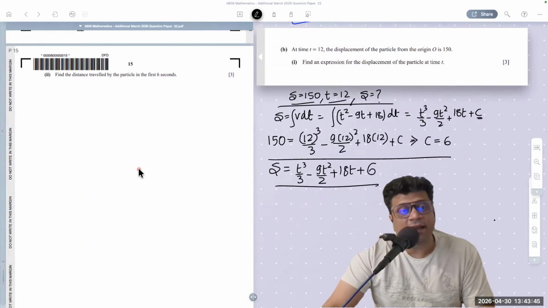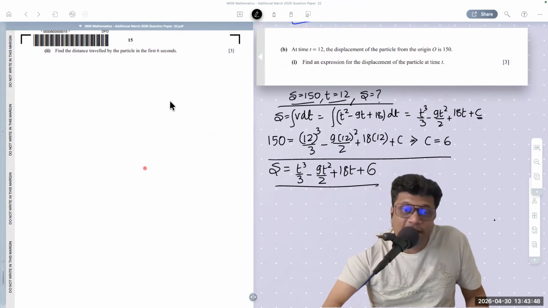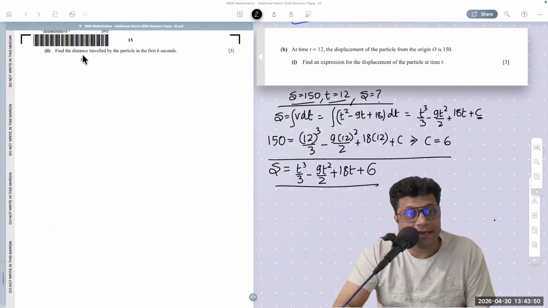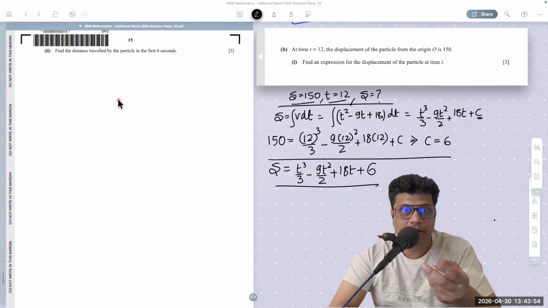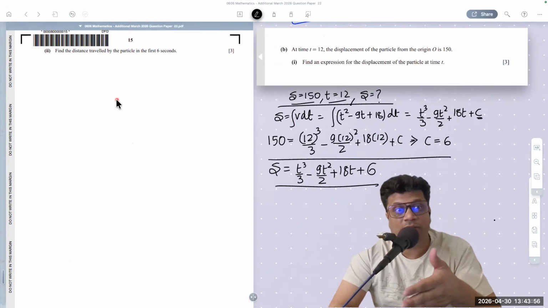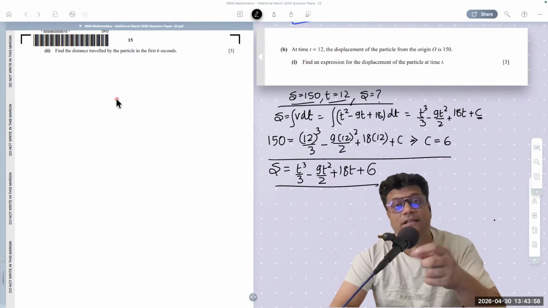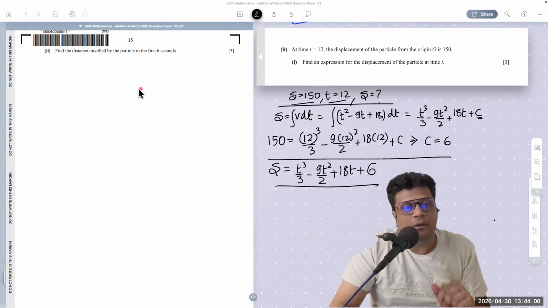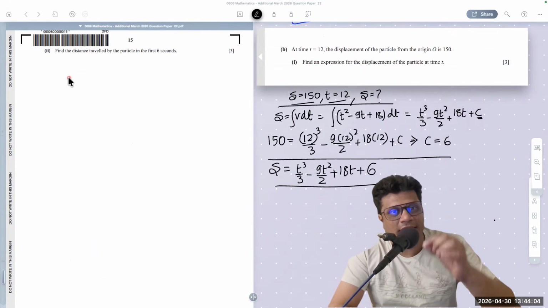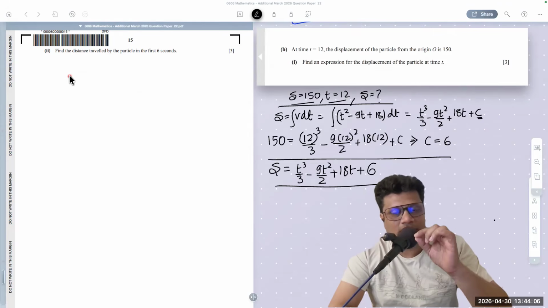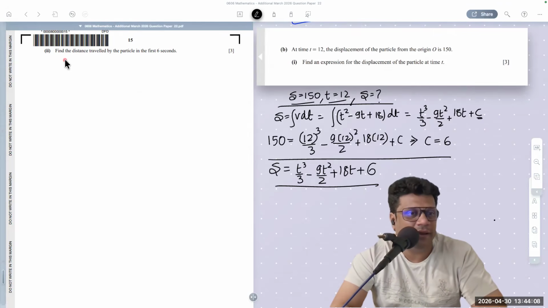Okay, find the distance traveled by the particle. Well, this is where it gets tricky. Okay, distance traveled. So you've got the expression for displacement, and you're looking for the value of distance traveled. What I do is I figure out the displacement values at different time values. I'll be like s equal to 0.